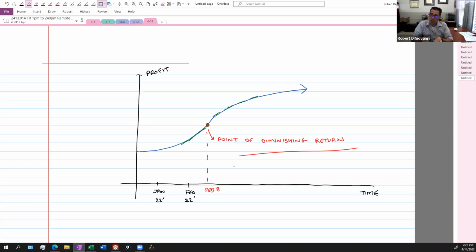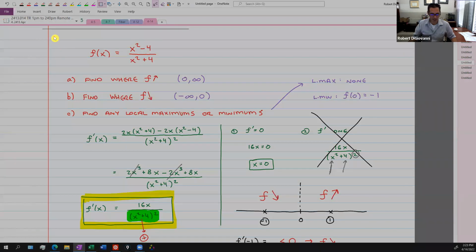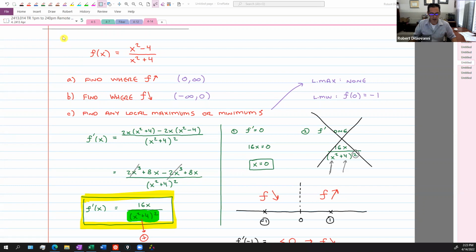But it's an inflection point. So that would be where the second derivative is 0, right? That would be a critical number of the second derivative. Okay, enough of me talking. Shall we do this one? We've already done part of it. How about we try and answer the same questions for these?